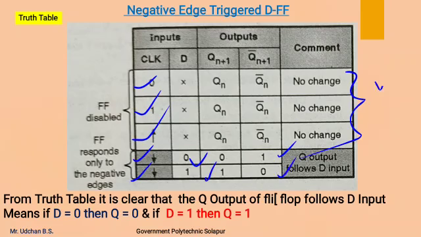Again, from this truth table also we can say that the flip-flop follows the D input, meaning when D is 0, Q will be 0, and when D is 1, Q will also be 1.